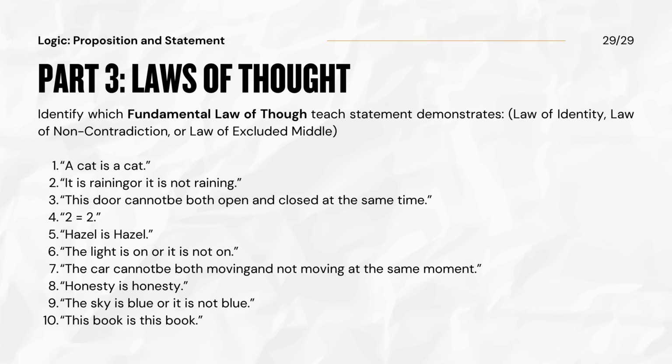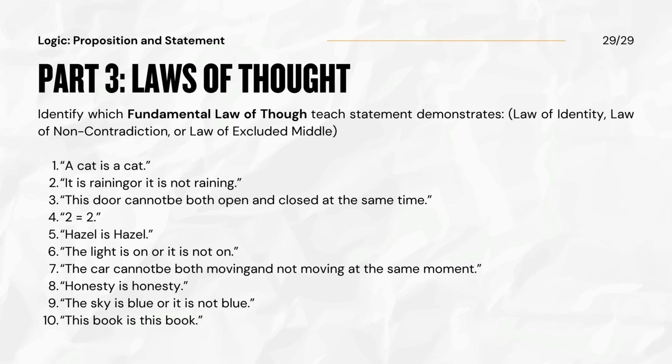Number 5, Hazel is Hazel. Answer is law of identity. Ang isang tao ay siya pa rin. Si Hazel ay si Hazel, hindi siya ibang tao. Number 6, the light is on or it is not on. Answer, law of excluded middle. Dahil dalawa lang ang posibleng estado ng ilaw, nakabukas o nakapatay. Walang pangatlong posibilidad. Number 7, the car cannot be both moving and not moving at the same moment.